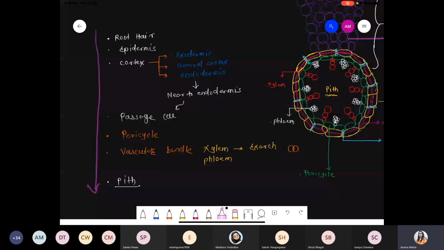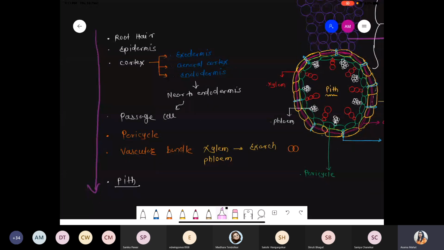Should I continue with the next part? So now we are taking some information about the pericycle, vascular bundle and the pith, because up to passage cell we already covered the entire portion. This part, means root hair, epidermis, cortex cell and the passage cell, these are common for dicot as well as monocot. So please remember this point. For the dicot and monocot up to passage cell, all this information is the same. Where will the differentiation be? Differentiation starts from the pericycle, vascular bundle and the pith.